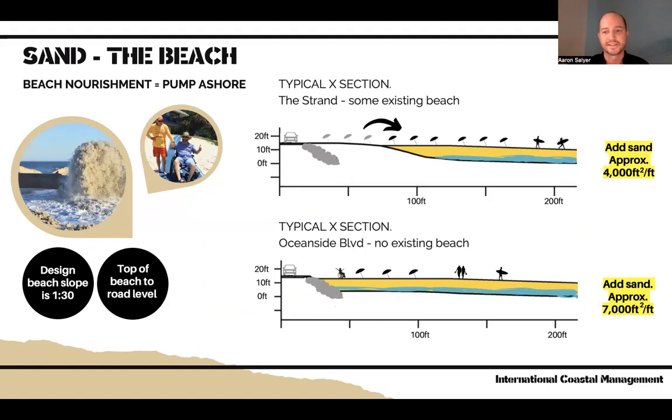But first, let's look at the sand, because the sand is really what we're after here in Oceanside. So we'll talk about the sand on the top of the beach. At the moment, in some sections, like at the Strand, there's some existing beach. In a lot of sections along the coast, somewhere like Oceanside Boulevard, there's no beach at all. So what volume of sand do we need to put on the beach?